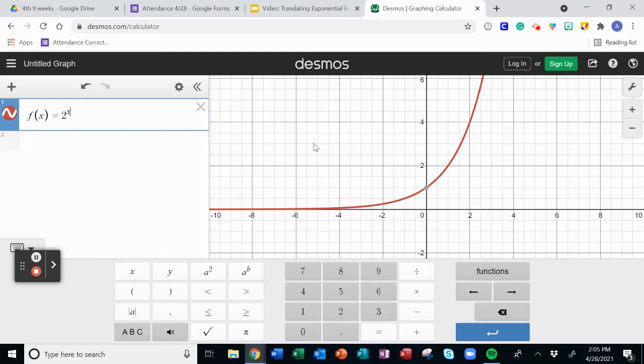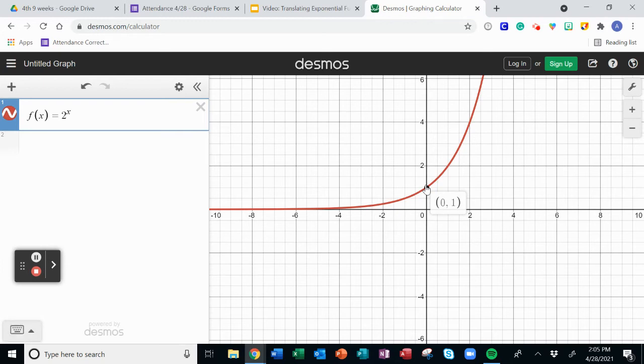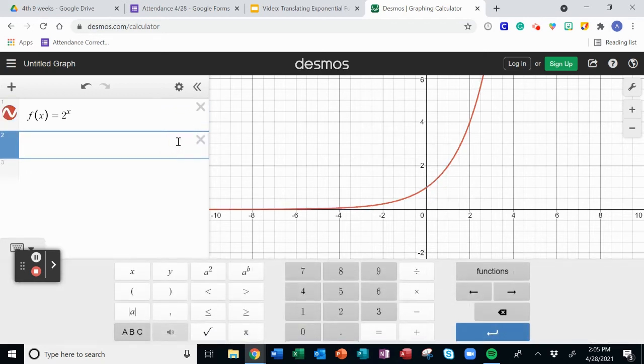And notice my y-intercept for this one is 1. And my asymptote is the x-axis. It's this horizontal line here. Like I said, an asymptote is just a line. It's not part of your graph, but your graph is going to get close to it, but it's not going to touch or cross. So for this one, my asymptote is y is equal to 0, and I can just graph that. There it is. Line here.